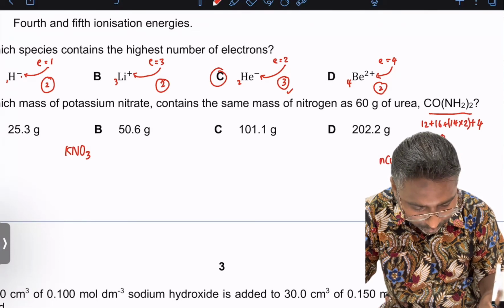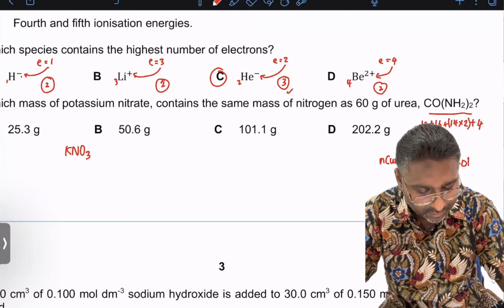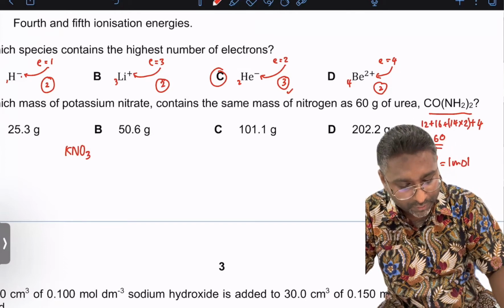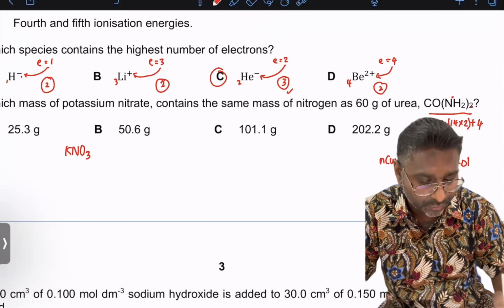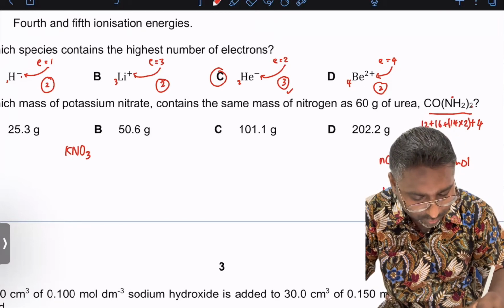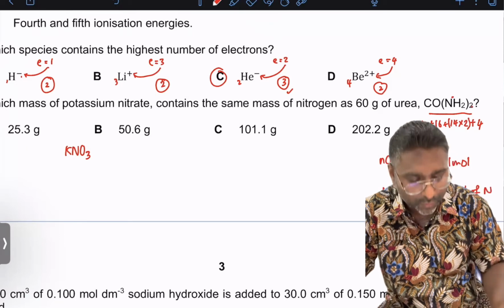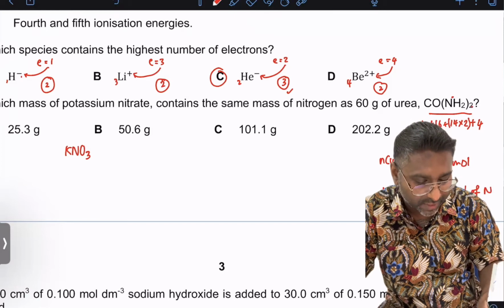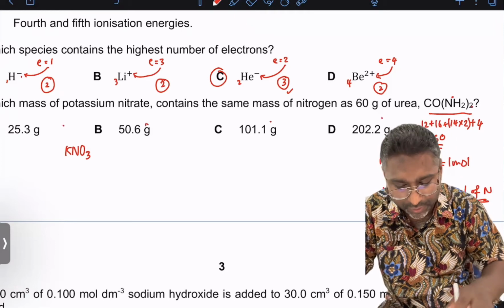Number of moles is 1 mole. Do remember, 1 mole of urea gives you how many moles of nitrogen? 2 moles of nitrogen. So 1 mole of urea gives you 2 moles of nitrogen. What I need to do is get the 2 moles of nitrogen from here. How do I get 2 moles of nitrogen over here?